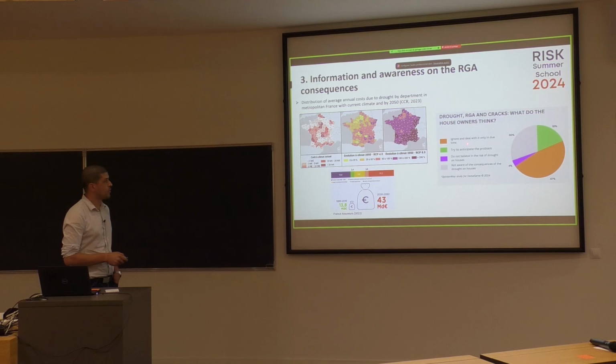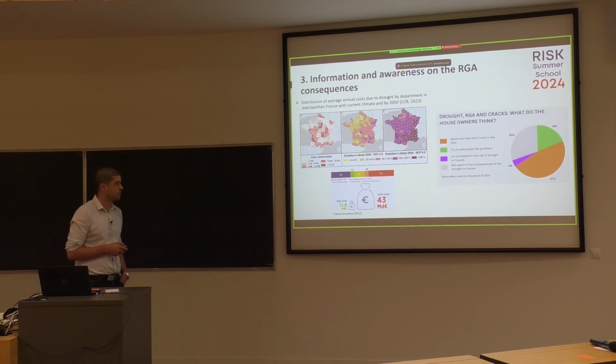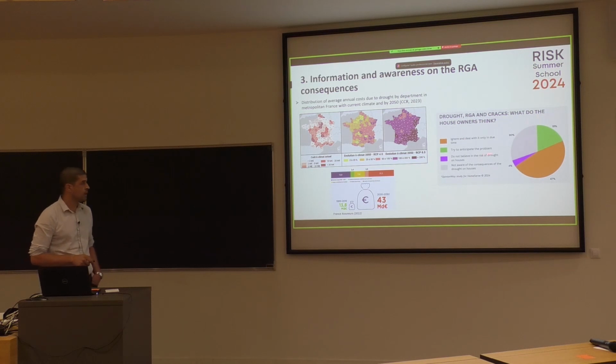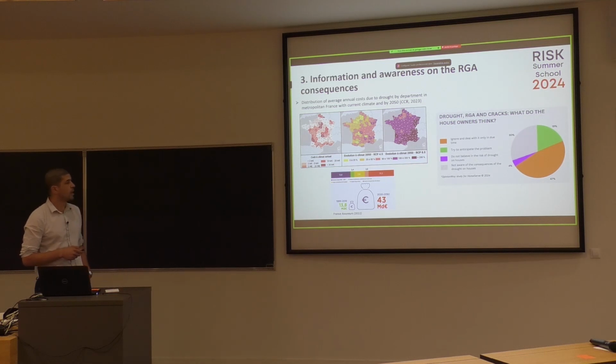And here on the right side, you have the result of an opinion study made by Opinion Way for HomeServe to ask house owners in France about drought, about RGA and cracks on their buildings. You can see that 30% of people answer that they are not aware of the consequences of drought in France. And only 19% answered that they try to anticipate the problem. This means that we have to do more and better to inform and make people aware of the consequences of this phenomenon.